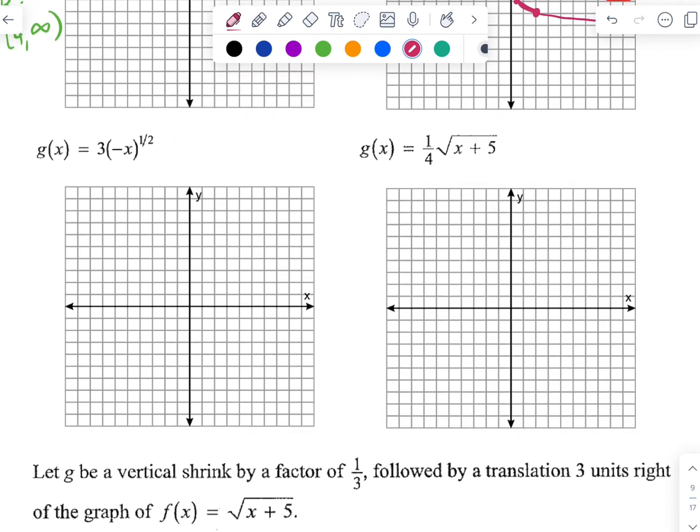Okay, now if we take a look at these next two graphs, you can keep g of x as written, or you could rewrite it as 3 times the square root, because that's what that 1/2 exponent is, of -x. Okay, totally up to you. So how about you take a moment and try each of those graphs for me, okay? And then I'll come back and we'll show you what they look like.